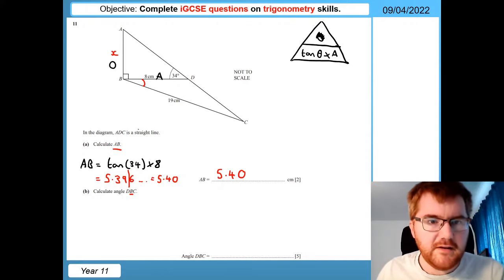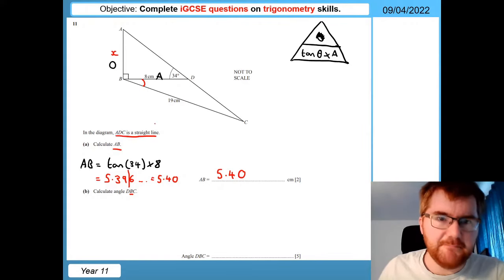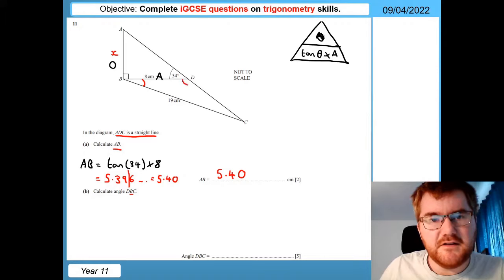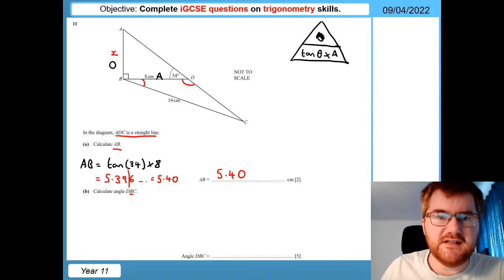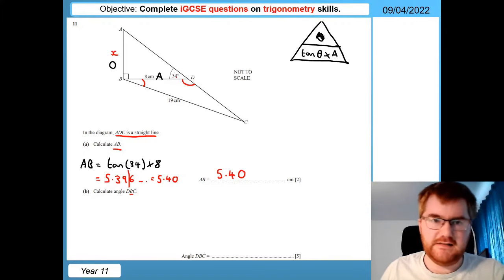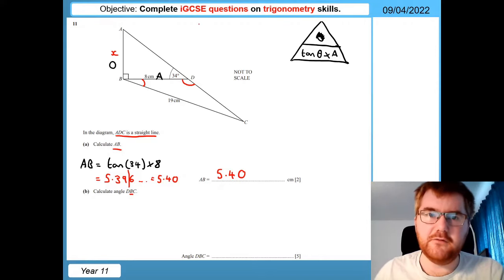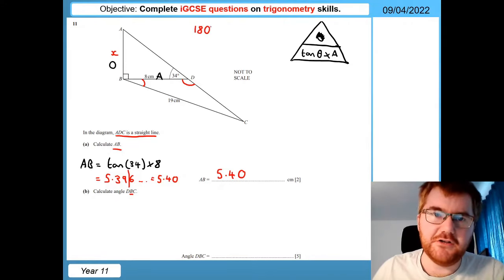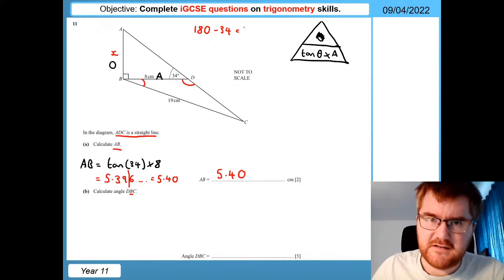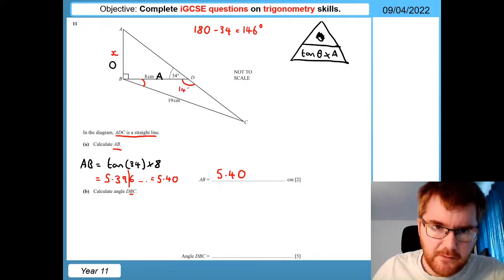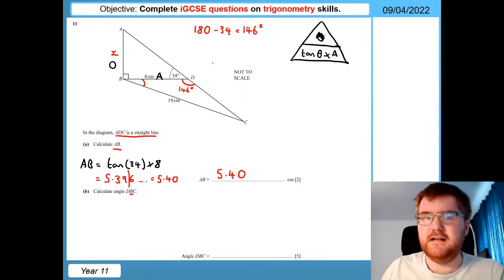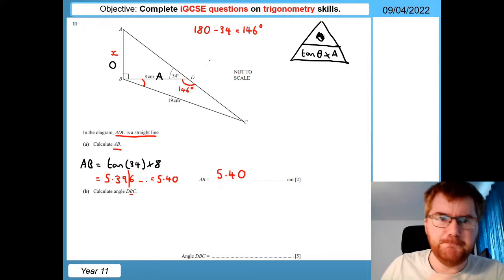Now back to my point here, ADC is a straight line. Therefore, I know that these 2 angles, so this angle plus this angle, add up to 180. So to work out this angle here, I'm going to do a very quick calculation of 180 minus 34, and that's going to give me 146 degrees. So I'm just going to pop that in. Again, always use a calculator if you're not sure about that calculation.